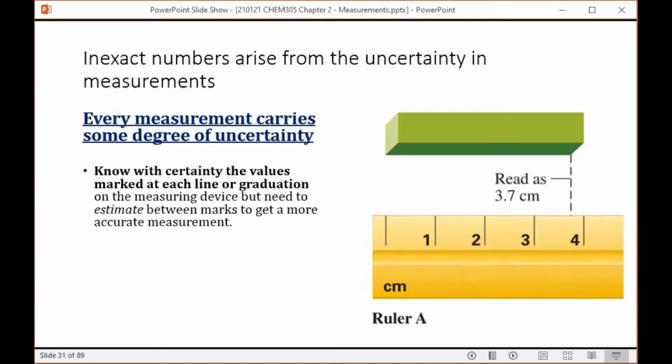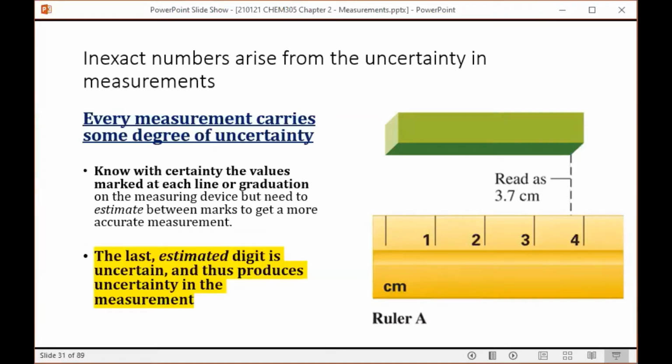When we're reading the length of the green bar, we might estimate that to be 3.7 centimeters. We know it definitely lies between 3 and 4 centimeters. And then we estimate how far between those two markings it actually lies. That last digit, the one that we estimated, the 0.7, that's what produces the uncertainty in the measurements. And all measurements have this uncertainty, whether it's an analog measurement like shown here, where it's a person reading an analog measuring device to come up with that uncertain digit, or whether it's a digital device where the digital device is actually doing the estimating part for you.